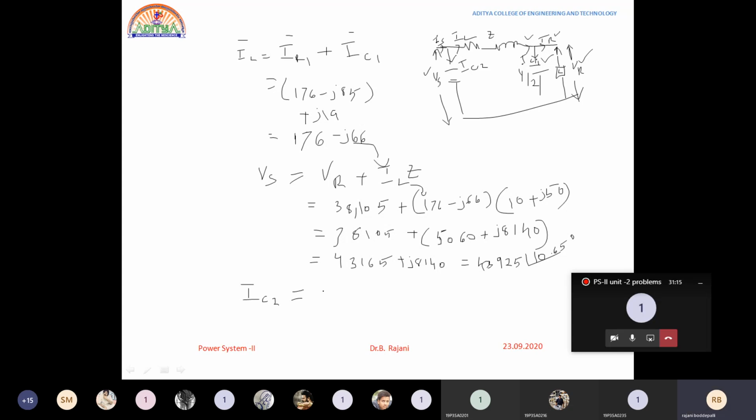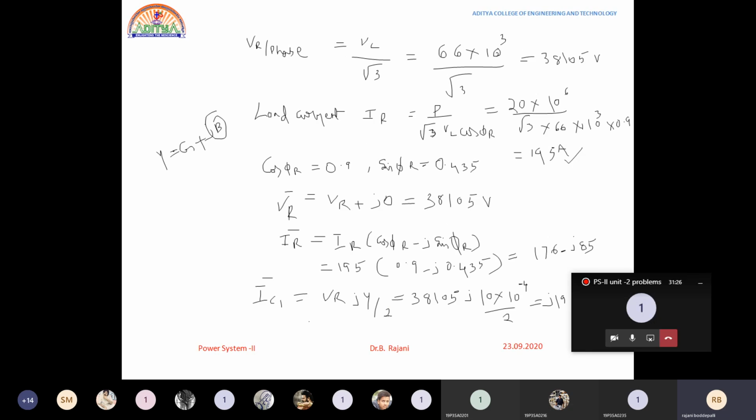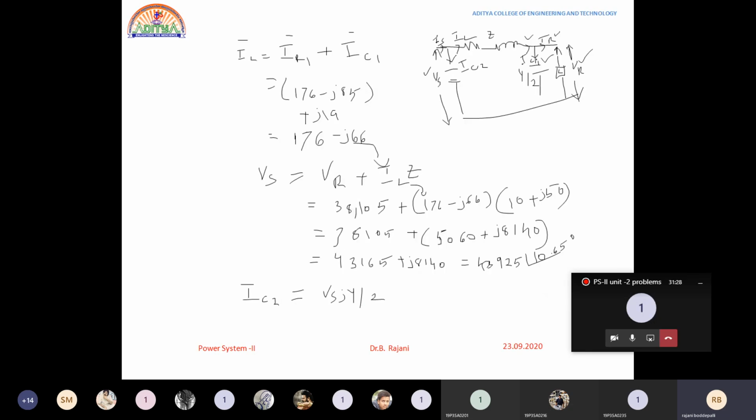IC2 is Vs into J into Y by 2. See, in the case of IC1, we have kept VR into J into Y by 2. Why? IC1 is near the receiving end side, and IC2 is near the sending end, this is the Vs. Vs into Y into V is the current, I equals YV. So what is the voltage across this? There won't be any drop here, so whatever the voltage is present here, that would be the voltage across this. So this is nothing but Vs into JY by 2.